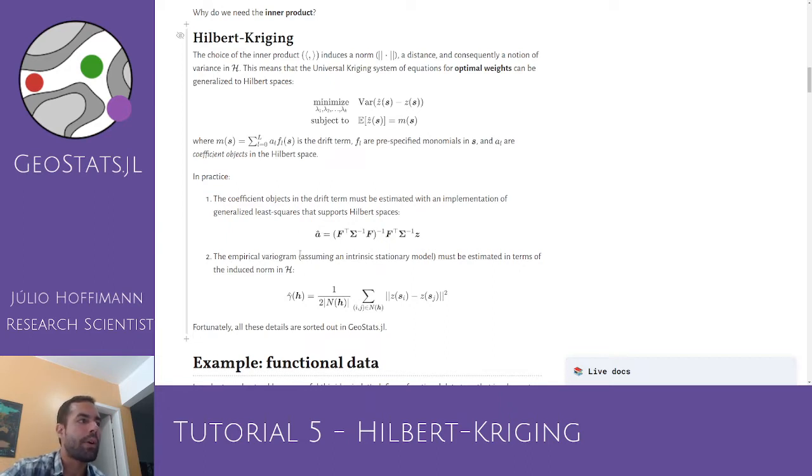The second change that needs to be implemented in order to generalize an implementation of Kriging to Hilbert-Kriging is that the empirical variogram must be estimated in terms of the induced norm in H. So when you look at the expression of the empirical variogram that we have covered in previous tutorials, we will need to replace the square difference by the norm of the subtraction of these two objects. So this is a function minus another function at a different location, and then I take the norm of the resulting function.